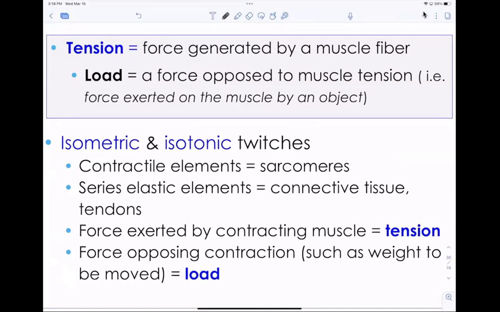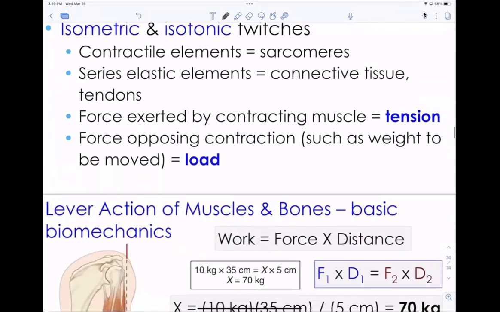What's actually moving are the sarcomeres. And each sarcomere is sliding and pulling on each other, which makes the whole myofibril kind of get smaller, right? Which then all the myofibrils in the muscle fiber get smaller, and then all the muscle fibers that are contracting are getting smaller, and they're pulling on the tendons. And those tendons are going to move something or just keep it the same.